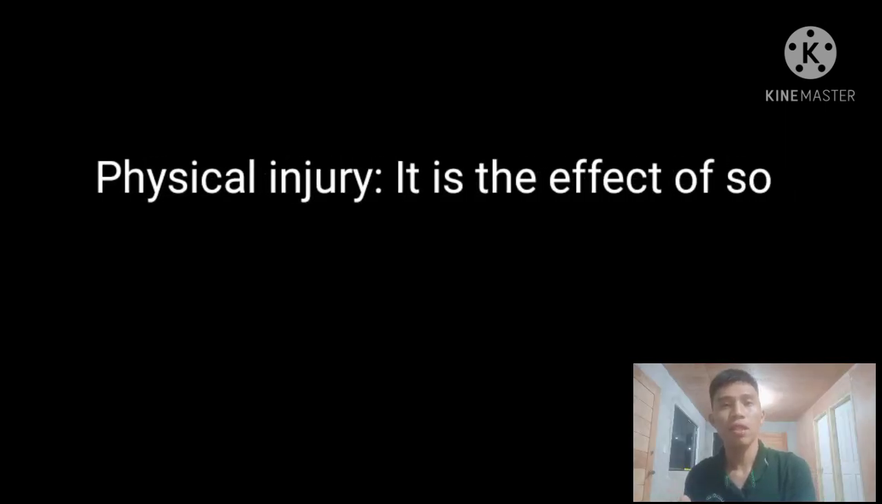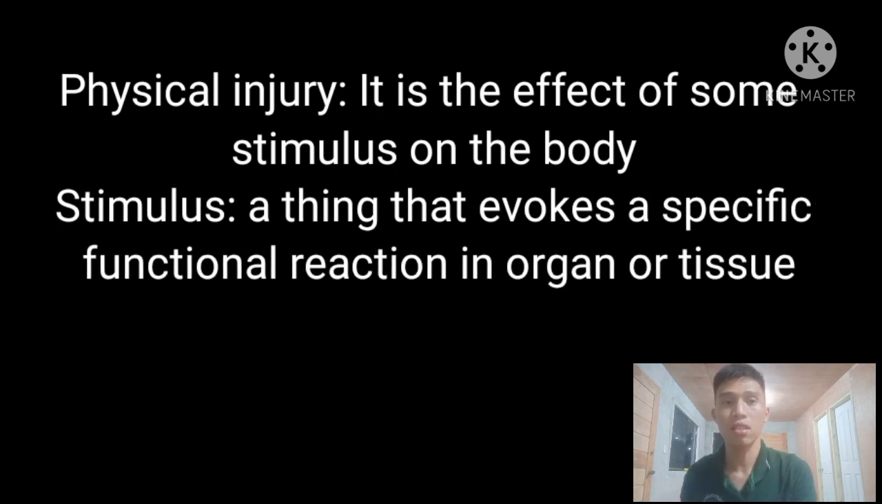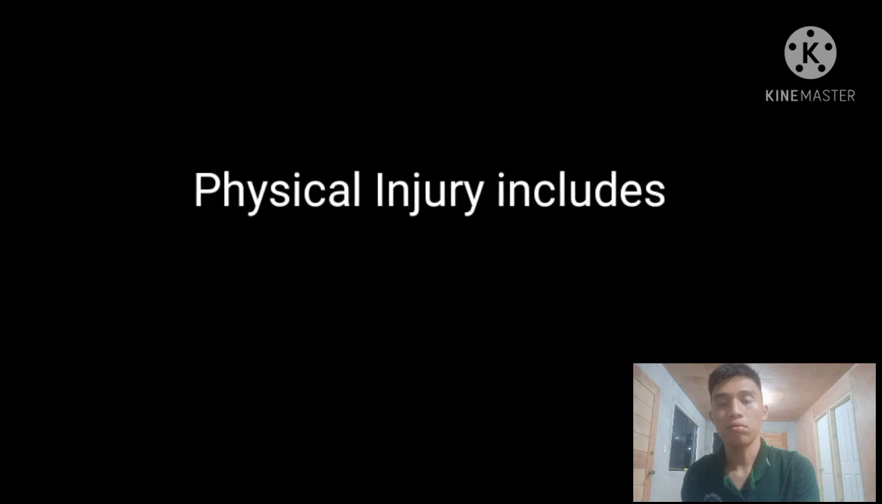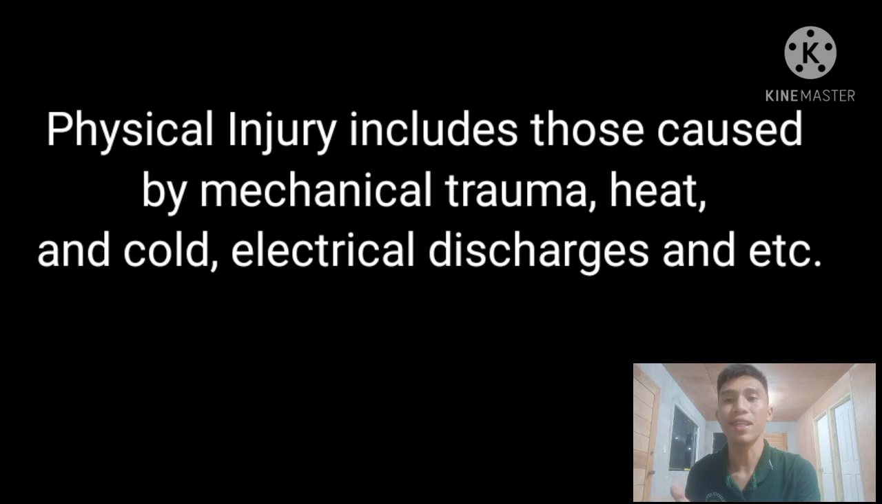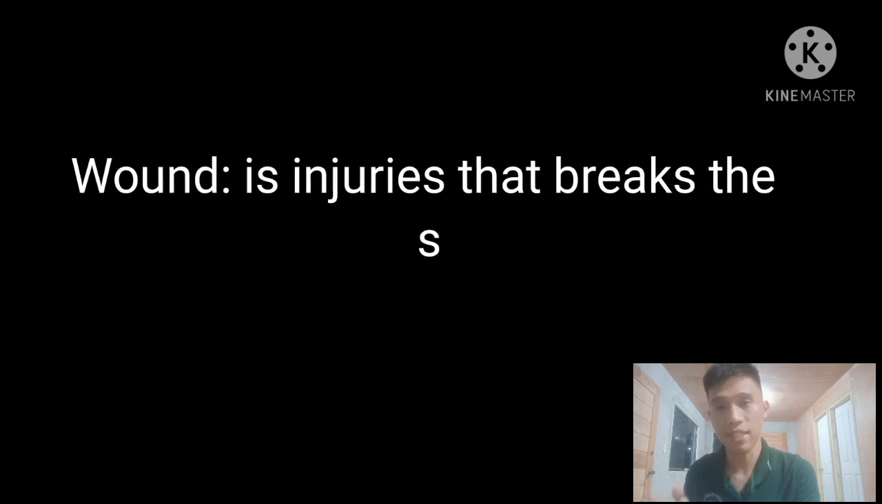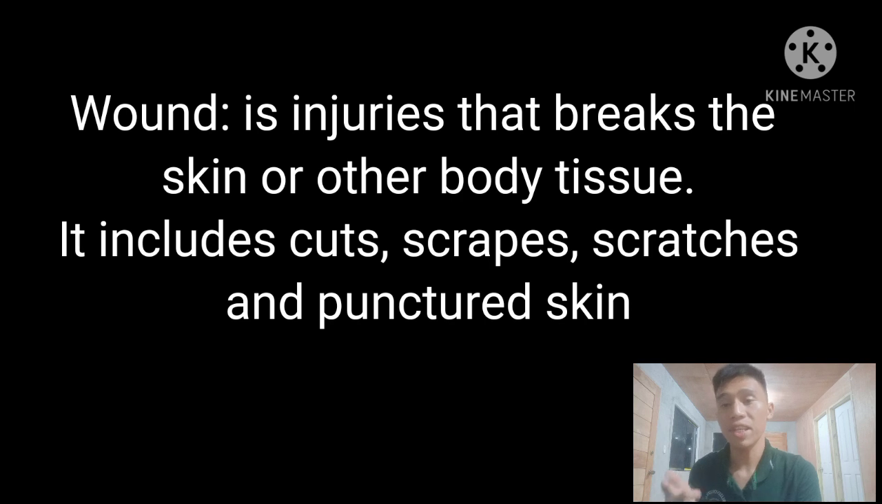And now let us define what is the physical injury and the wounds. So basically, physical injury is the effect of some forms of stimulus in the body. When we say stimulus, it is a thing that evokes a specific functional reaction in an organ or tissue. It also includes those caused by mechanical trauma, heat and cold, or electrical discharges, and etc. While the wounds are injuries that break the skin or other body tissues, which include cuts, scrapes, scratches, and punctured skin.